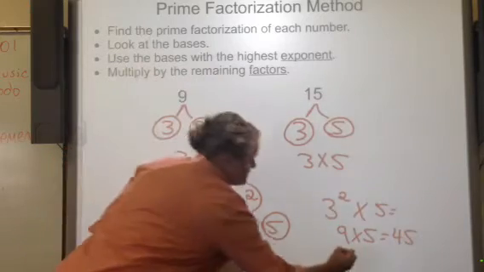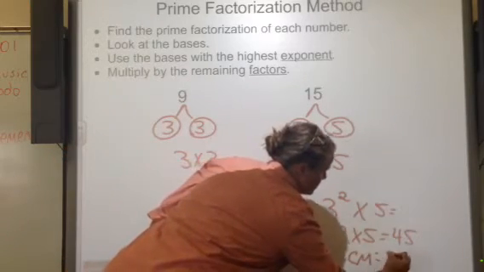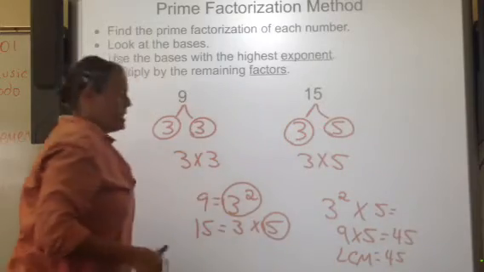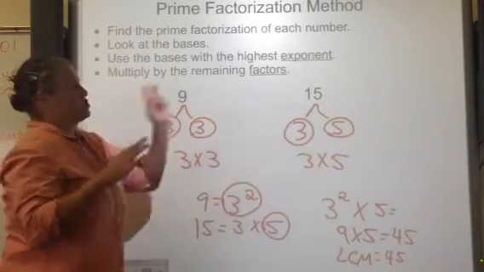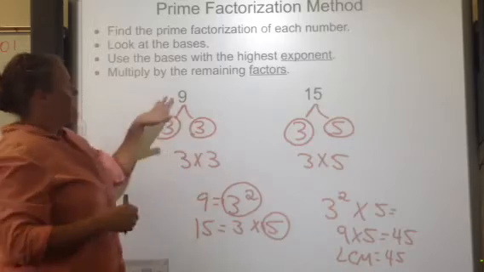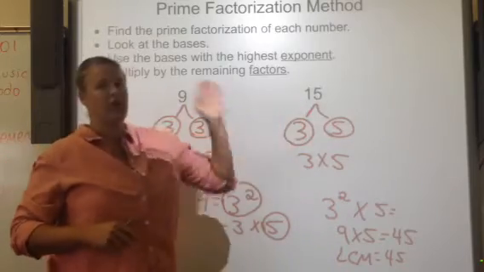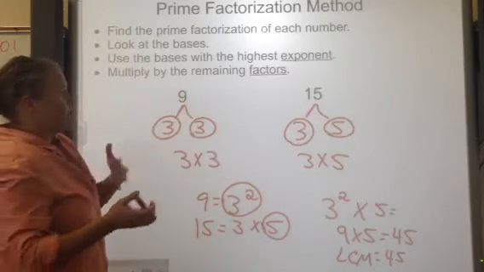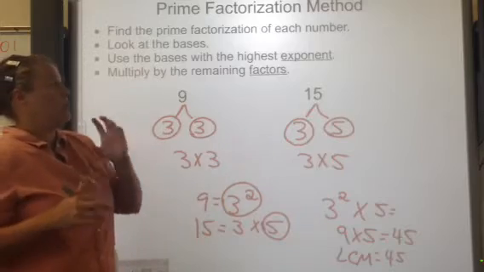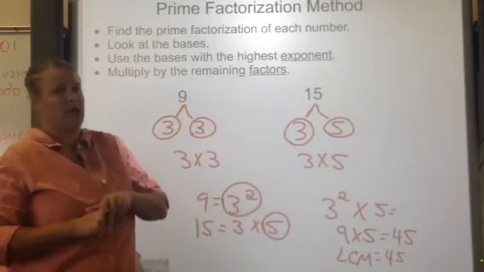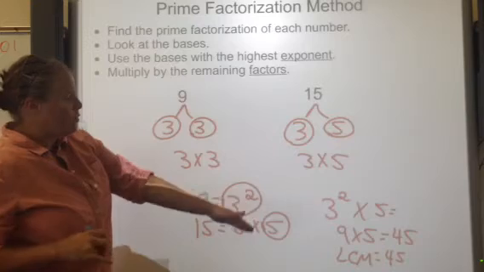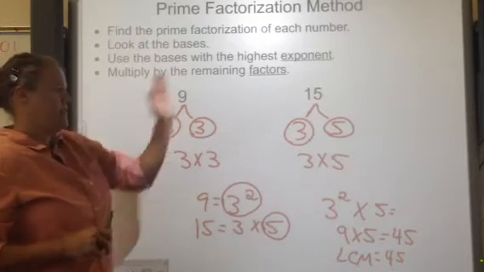So what this means is that 45 is the smallest number that both 9 and 15 can go into. Yes, they can go into bigger numbers, but for the least common multiple, we want the smallest one possible. So 45 is the smallest number that 9 and 15 can go into.